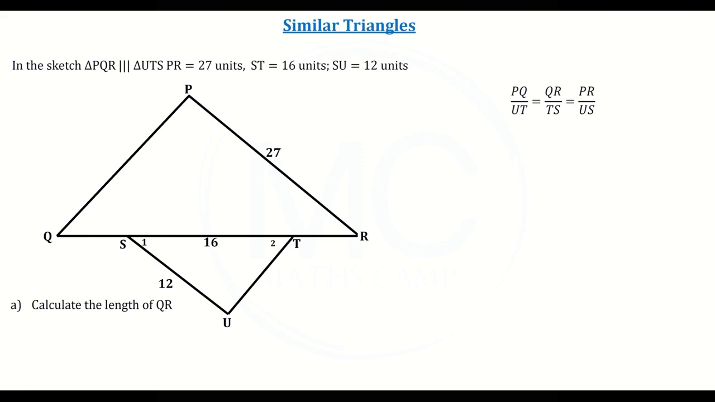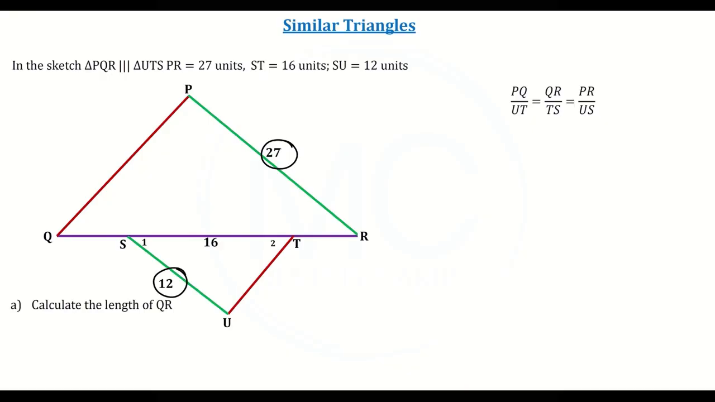Next, let's mark the corresponding sides of our triangles on the diagram. PQ and UT are corresponding sides, so let's mark these sides in red. We don't have the lengths of either of these two sides, so we can't use this to find the length of QR. QR and TS are also corresponding sides, so let's mark these sides in purple. QR is the side we need to find, and TS is 16 units long. Now let's find the third pair of corresponding sides, PR and US, and we can mark these sides in the diagram green. PR is 27 units and US is 12 units.